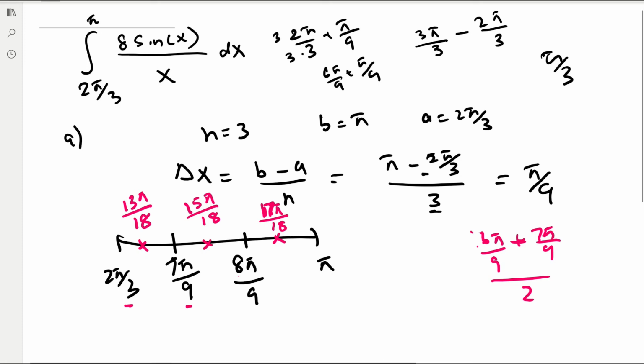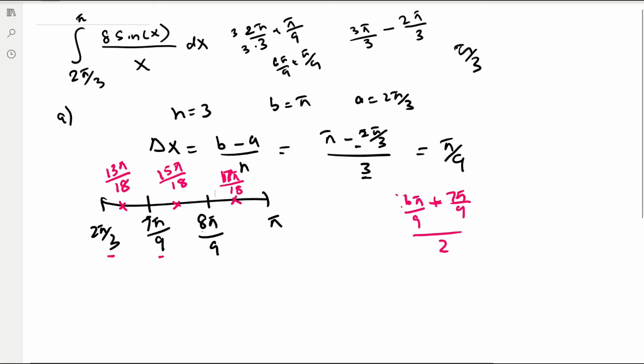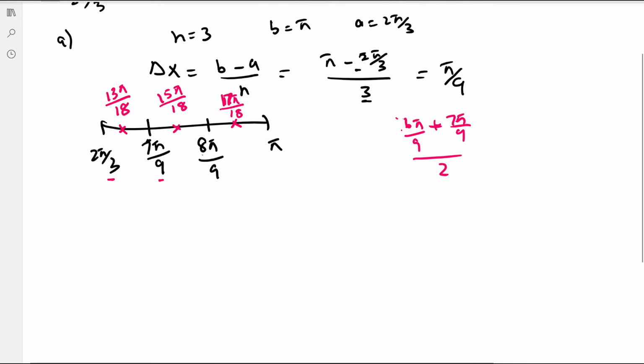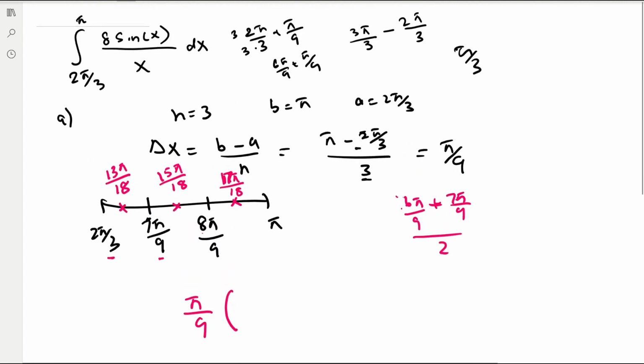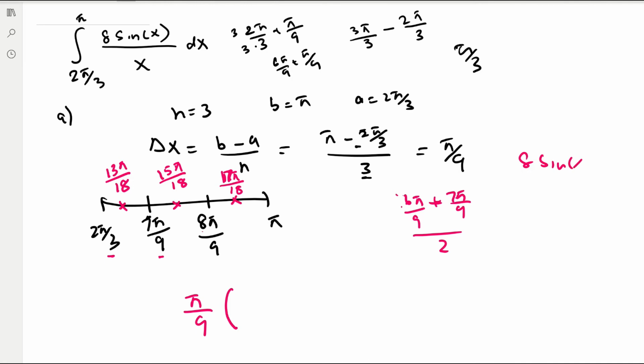Yeah, okay, so now we have the midpoint. So let's use the midpoint rule to approximate this. The midpoint rule says it's delta x times the function evaluated at the midpoints. So delta x is pi over 9, times the function, which is 8 sine x over x.